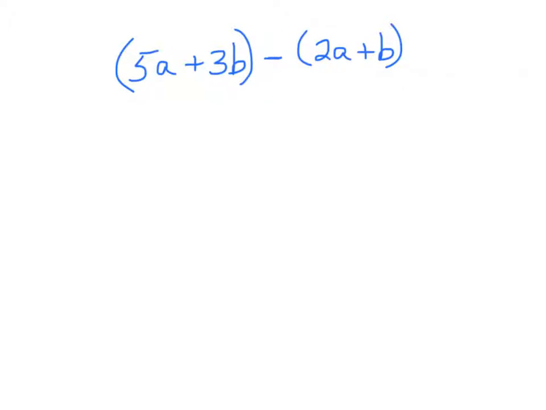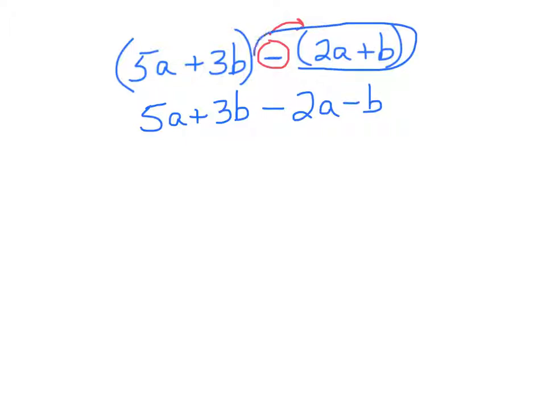It is when subtracting with sets of parentheses that you have to pay particular attention. Because in this case, I want to subtract everything that is inside that set of parentheses. So if I wanted to simplify this expression, first of all, I have the 5a plus 3b, and I can just rewrite that the way it is and get rid of the parentheses. But then I want to subtract the 2a, and I also want to subtract the b, because I want to subtract everything that is inside that set of parentheses.